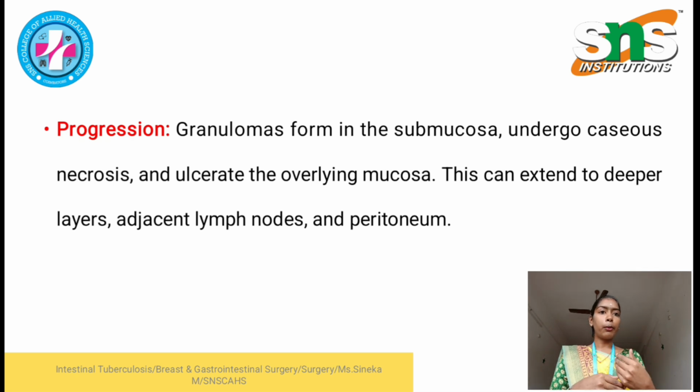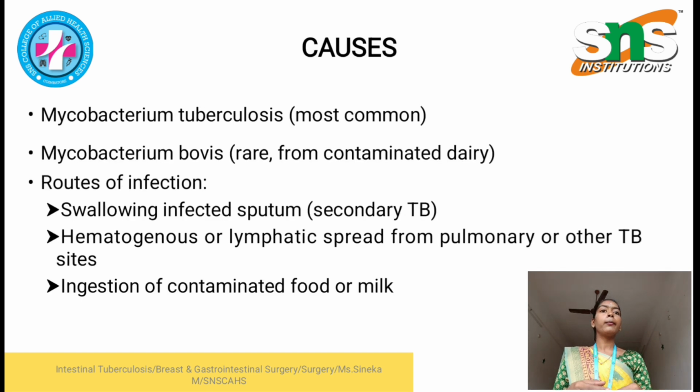The third one is progression. Once the bacteria invade, they will start to grow. They will spread from mucosa to submucosa and cause caseous necrosis. Necrosis means tissue death. It will lead to intestinal tissue death and also spread to other deeper layers, adjacent lymph nodes and peritoneum, the covering layer of our abdomen.